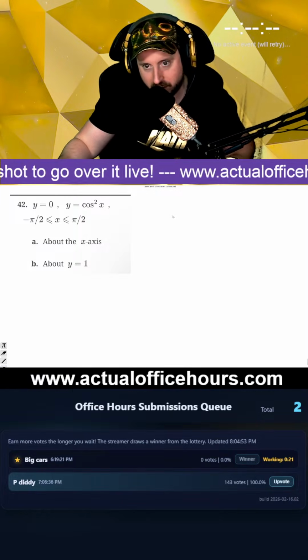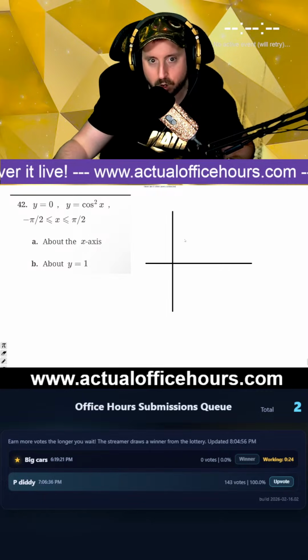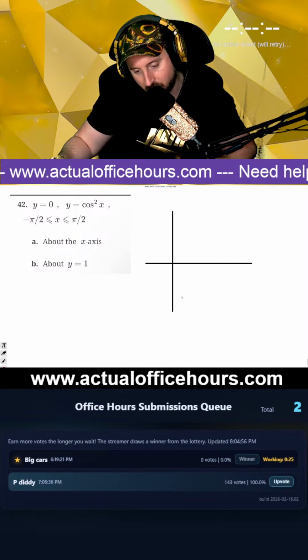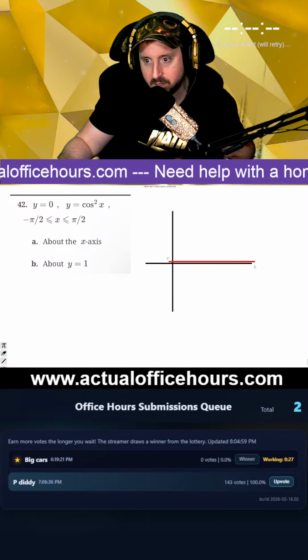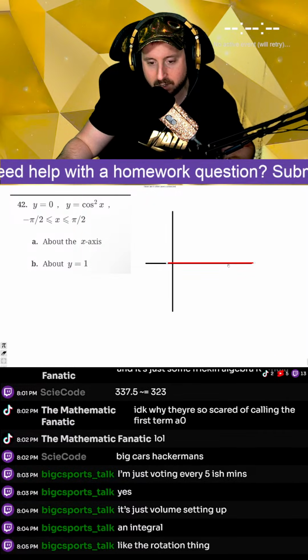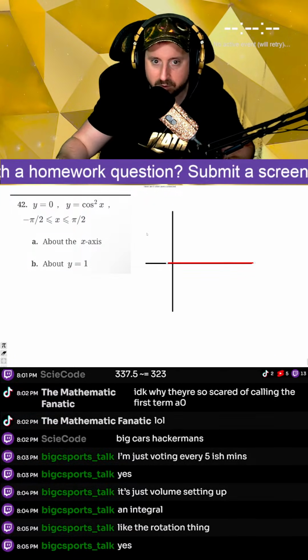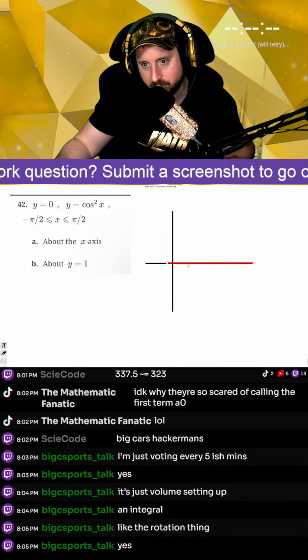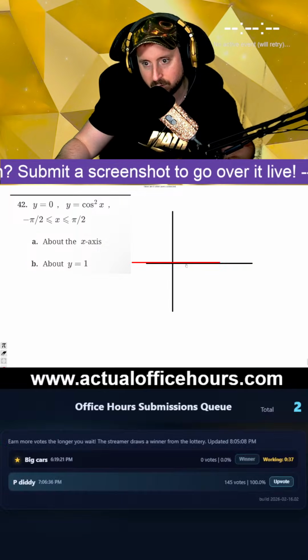Yeah, setting up the integrals. All right, so let's see. This is volumes of revolution, right? So y equals 0 would be here to cosine squared of x from negative pi over 2. Okay, so I feel like that's just interesting.